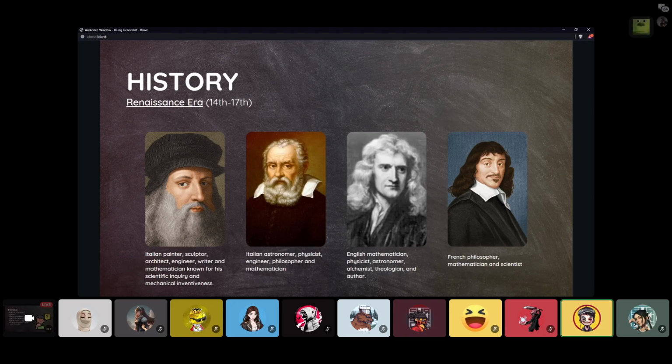At the same time, for the sake of this discussion, I don't discuss the names, but I emphasize the contribution. The second picture states that he's an Italian astronomer, physicist, engineer, philosopher, and mathematician. He's famous for the telescope. He is Galileo Galilei, and one of his contributions is kinematics, about speed, acceleration, distance, and time. And for the third one, you know this guy, an English mathematician, physicist, astronomer, alchemist, theologian, and author. He's famous for gravity and the laws of motion, even the thing I hate, the calculus. He's Isaac Newton.